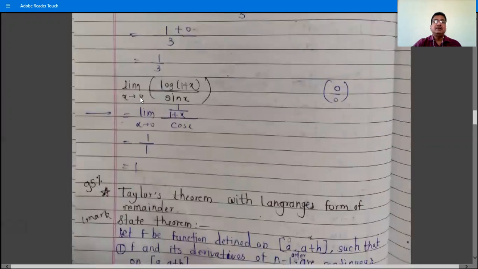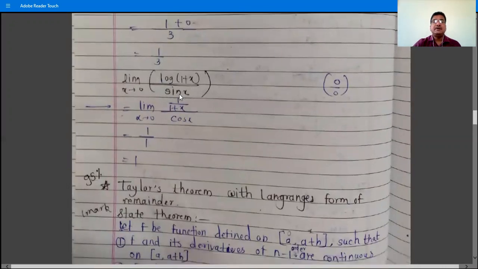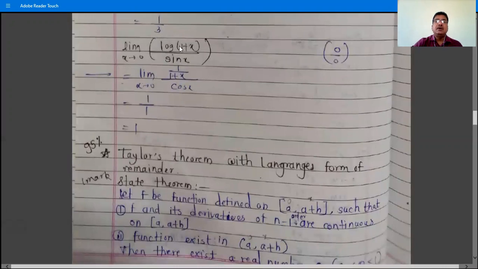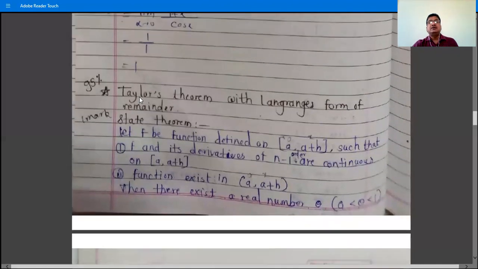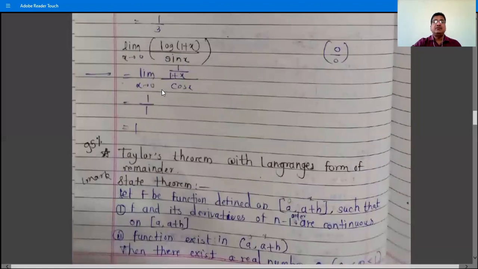Next problem: limit as x tends to 0 of log(1 plus x) divided by sin x. Log(1 plus 0) means log 1, which is 0, and sin 0 is 0. So it is a 0 by 0 form. So apply L'Hospital rule. The derivative of log(1 plus x) is 1 by (1 plus x), and the derivative of sin x is cos x. Now if you substitute x as 0, the numerator is 1 and cos 0 is 1. So the answer is 1. So these are some problems on L'Hospital rule.